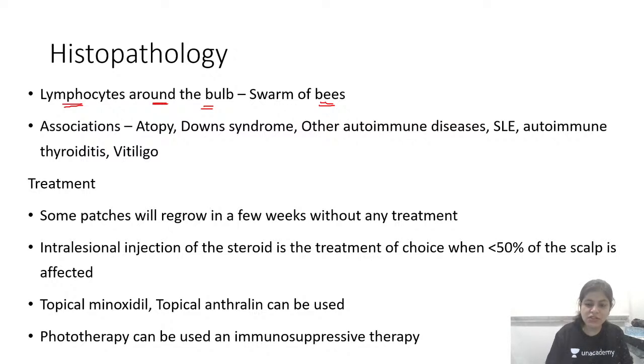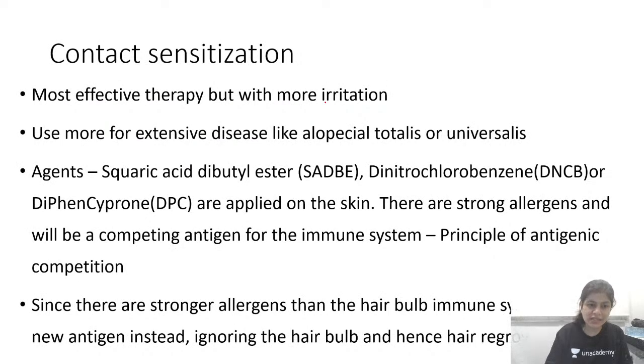Now, if the patient is a child, you would definitely not want to use oral steroids, because oral steroids can cause stunting and can cause a lot of complications, especially in the pediatric age group. So in that case, what you have is something that is called contact sensitization. Contact sensitization is a more effective therapy, but it comes with irritation. So it is useful for more extensive diseases like alopecia totalis or universalis.